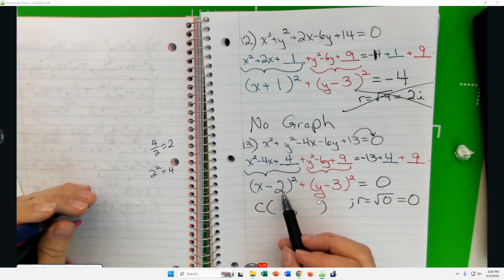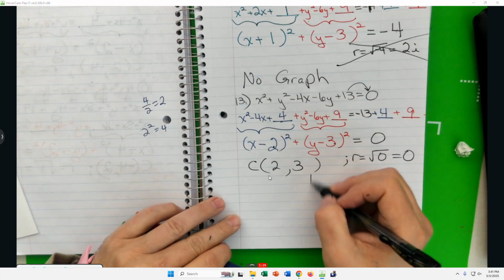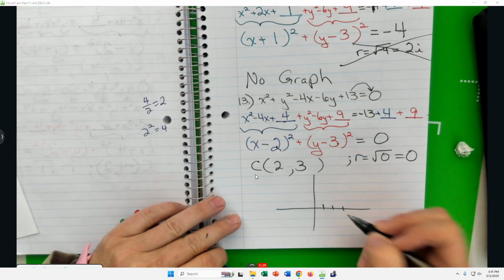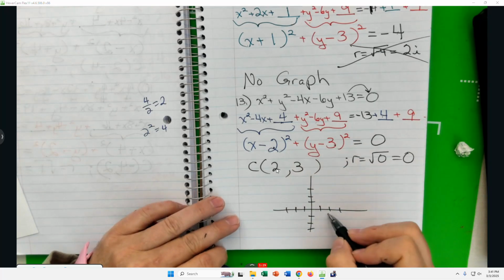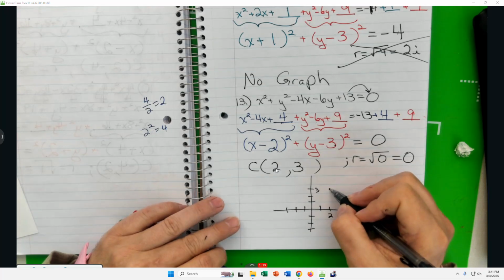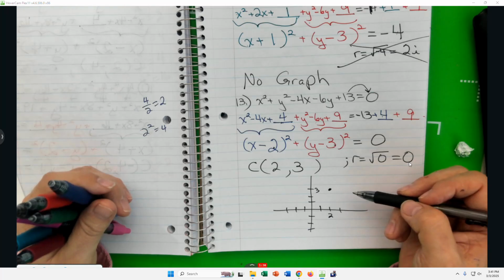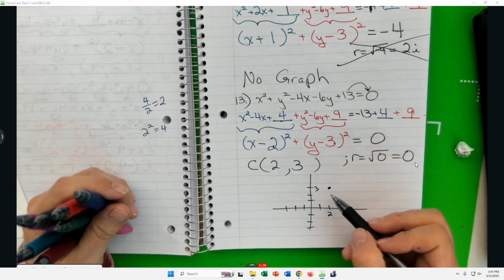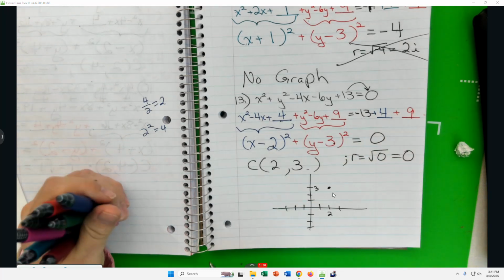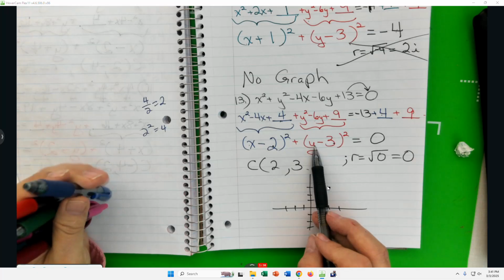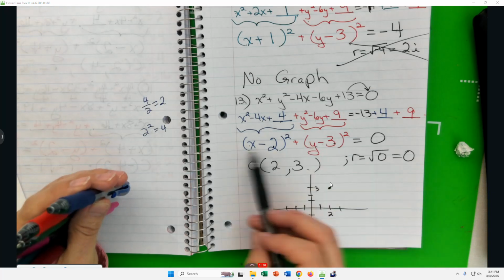2, 3. So imagine this graph. 1, 2, 3, 1, 2, 3. You go to the center, 2, 3. There's the center. How many units up, down, left, or right are you going to move? 0. All you have is just the center. Just that little point. That center point, 2, 3. If you plug in a 2 for x and a 3 for y, you get 0 plus 0 equals 0. That's the only point that satisfies that equation.